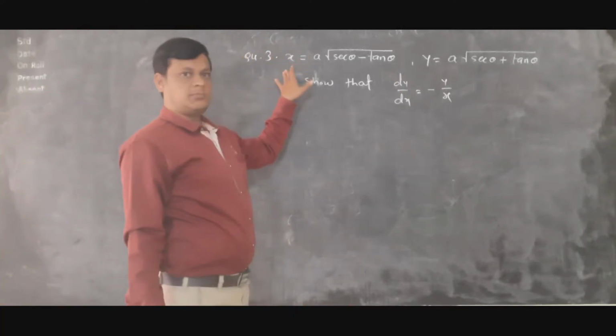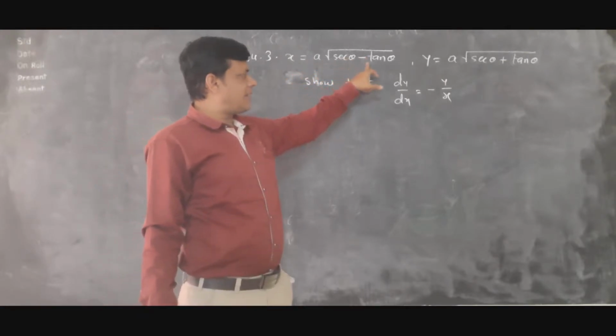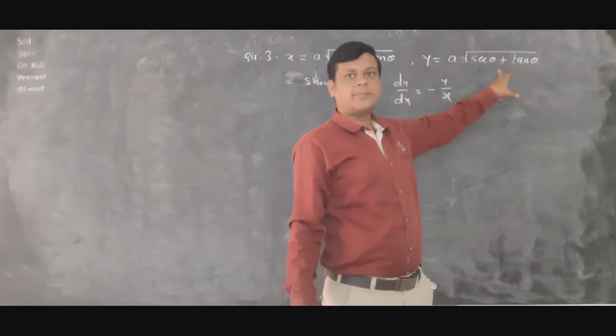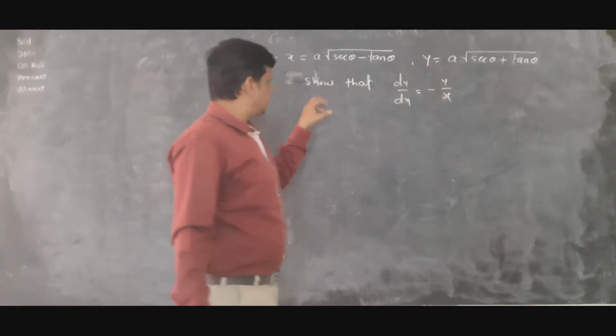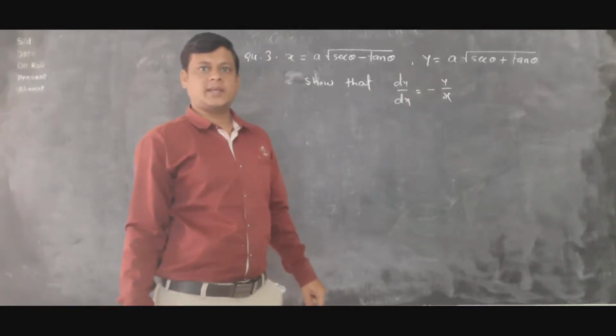Now see question number three. x equals a root of sec theta minus tan theta, y equals a root of sec theta plus tan theta. Here we have to show dy by dx is equal to minus y by x.